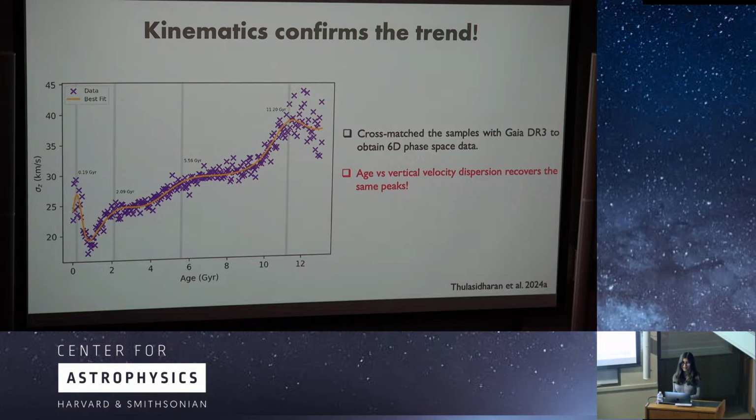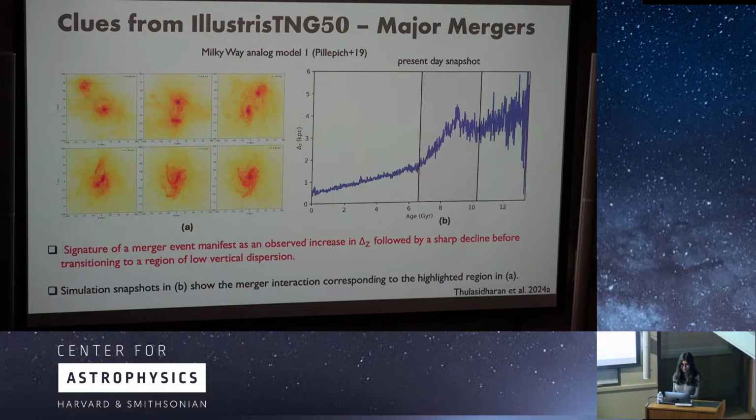So in order to understand what this means, there are certain features such as a jump from high delta C to low delta C region, as well as these minor bumps in the data. In order to understand what these features mean in the context of the merger history of the Milky Way, we look at Milky Way analogs from Illustris TNG50 simulations for more insights.